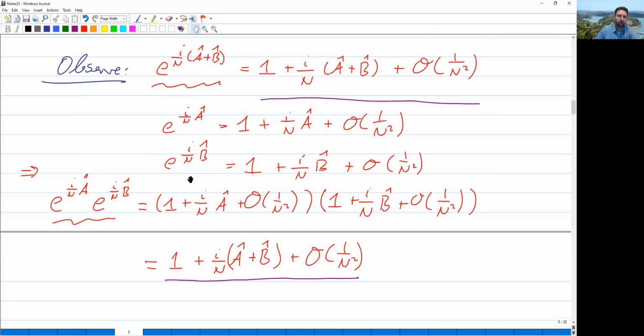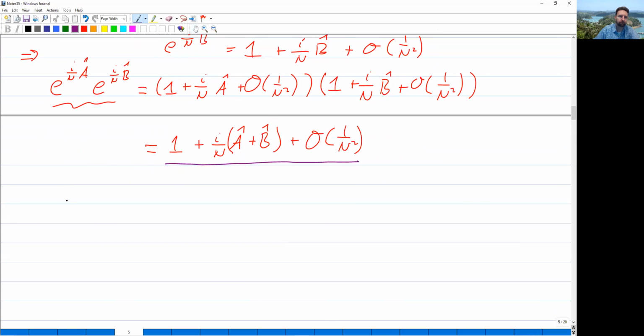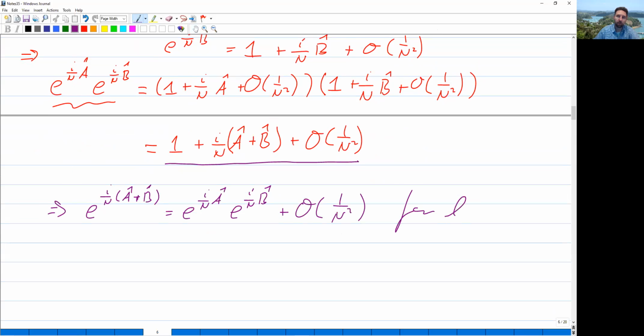So therefore we have that e to the power of i over n, (â + b̂) is equal to e to the power i over n â, e to the power i over n b̂, plus order 1 over n squared for large n.